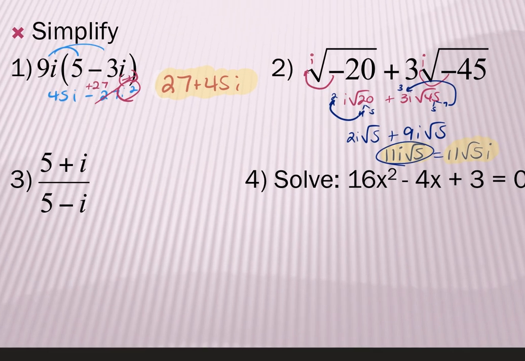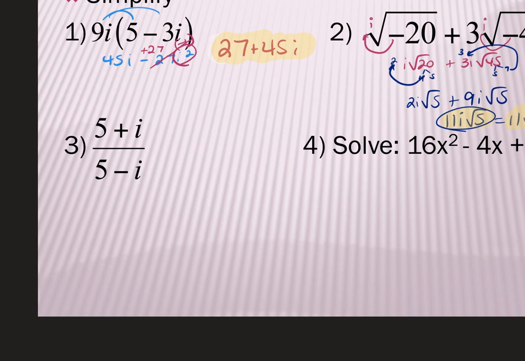All right, for 3, this has got an i in the denominator, so we have to rationalize it. And it's not going to say rationalize. It actually says, perform the indicated operation and put it into standard form. Indicated operation here tells you you have to get rid of that, okay? So I'm going to multiply both the top and the bottom by 5 plus i.